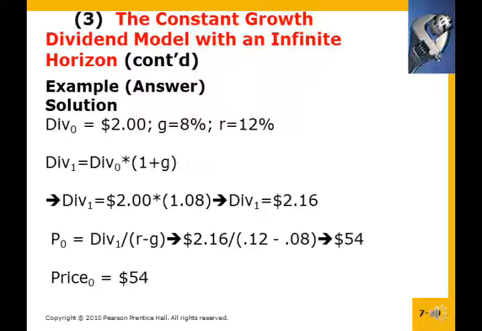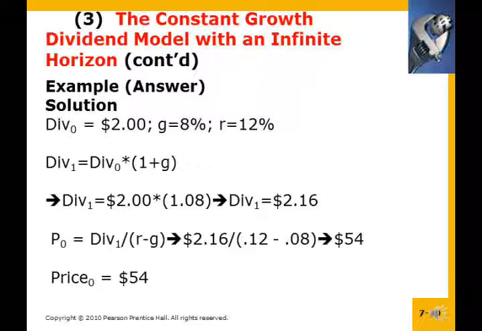Dividend note equal 2 and g equal 8, so you have to multiply 2 times 1 plus 0.08. So multiplying 2 times 1.08 will give you 2.16, which is dividend 1. So dividend 1 will be equal to 2.16.